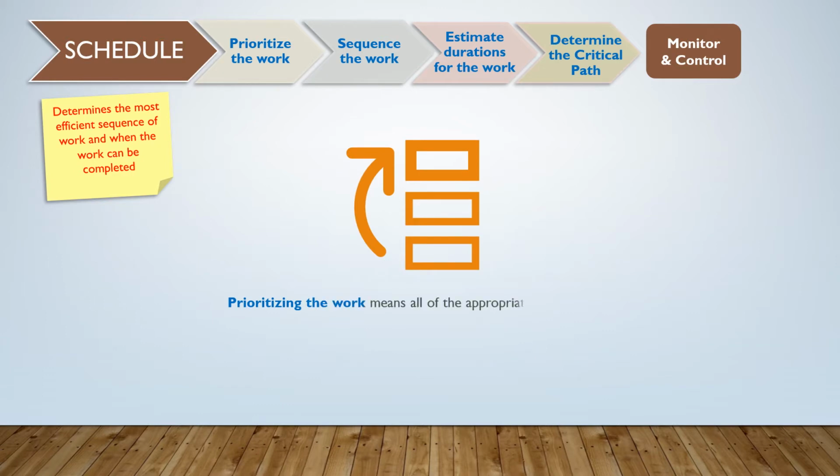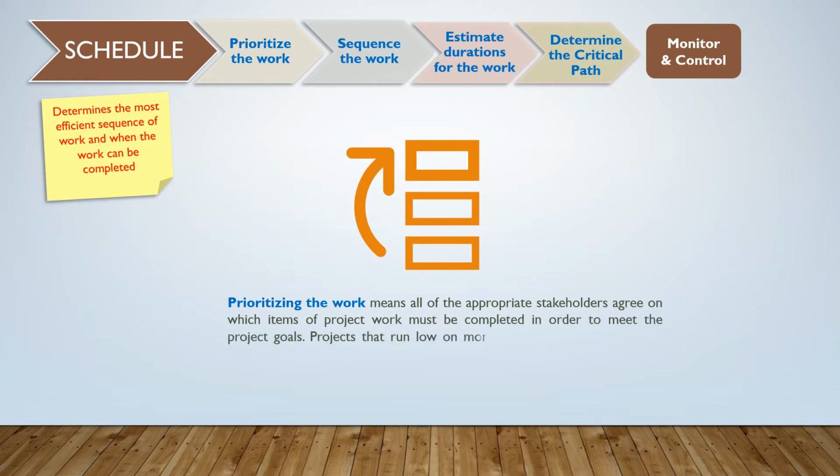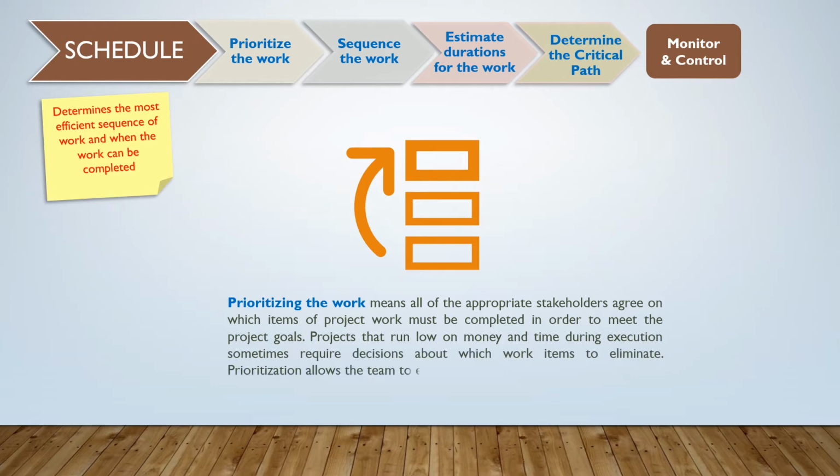Prioritizing the work means all of the appropriate stakeholders agree on which items of project work must be completed in order to meet the project goals. Projects that run low on money and time during execution sometimes require decisions about which work items to eliminate. Prioritization allows the team to ensure top priority items are completed.